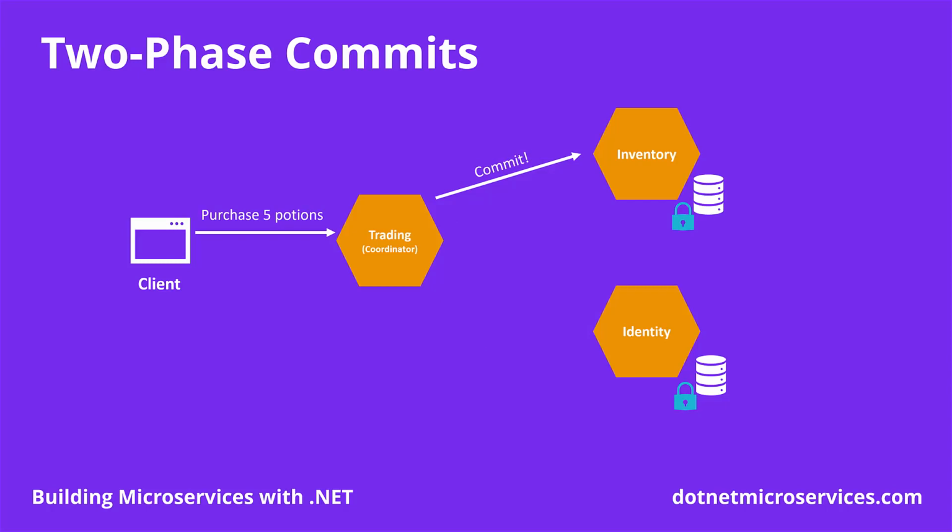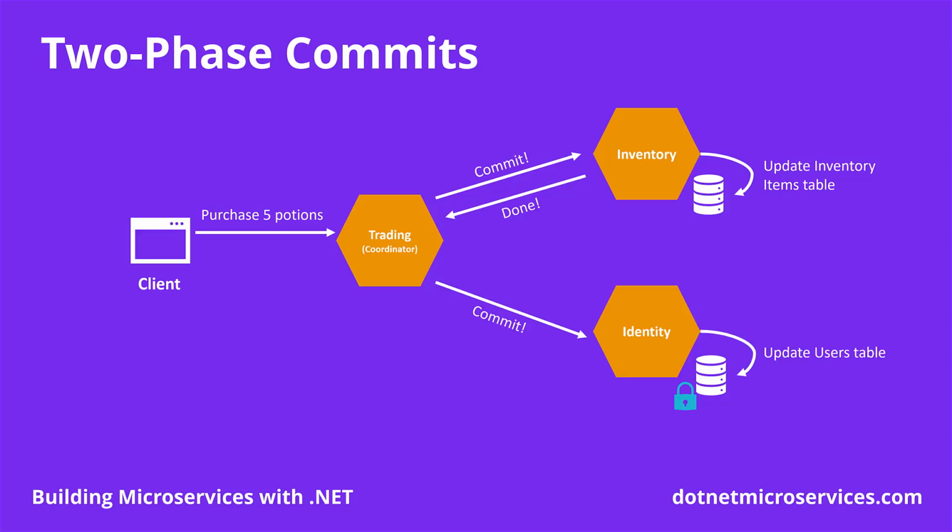Inventory will then actually make the update in the inventory items table of its database, release the lock, and report the success back. And the same way, Identity updates the user's table, releases the lock, and reports the success. Finally, the coordinator reports the successful completion of the transaction back to the client. This solves the issue of making sure all changes happen across all participants or none of them happen. However, it does present a few issues too.